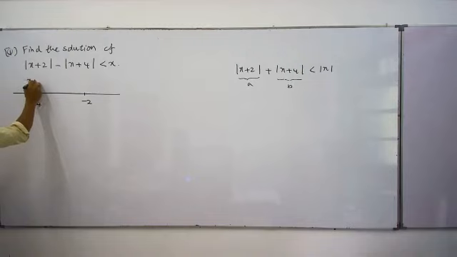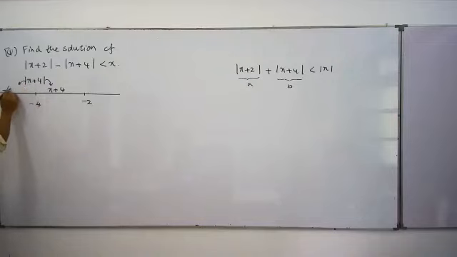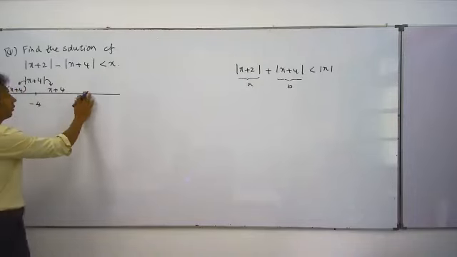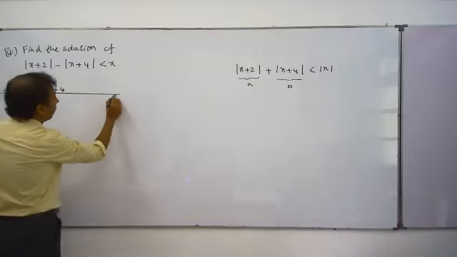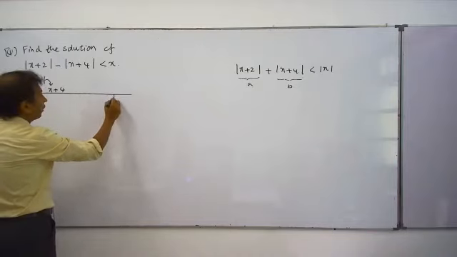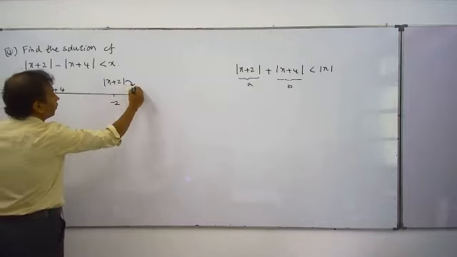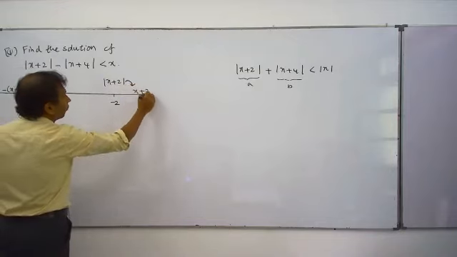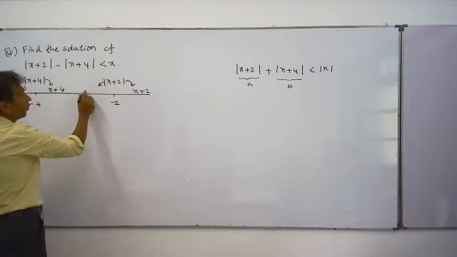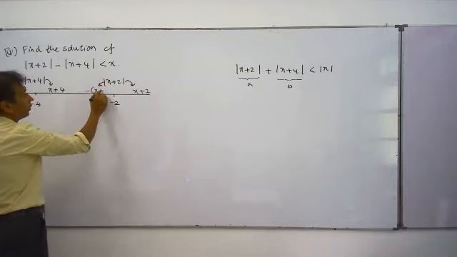Then |x + 4| will be equal to x + 4 on the right of -4, and -(x + 4) on the left. And -2 is somewhere here. |x + 2| will be equal to the same x + 2 on the right of -2, and on the left-hand side -(x + 2).